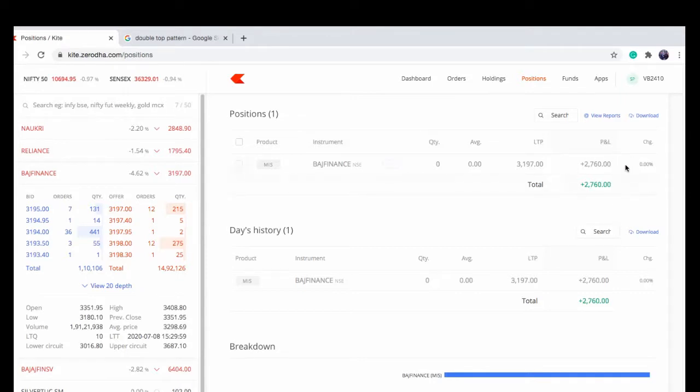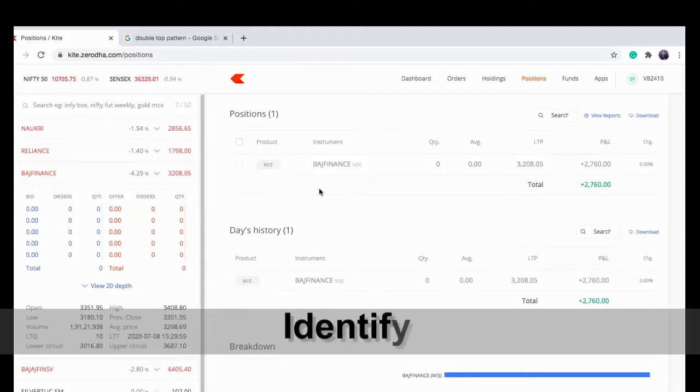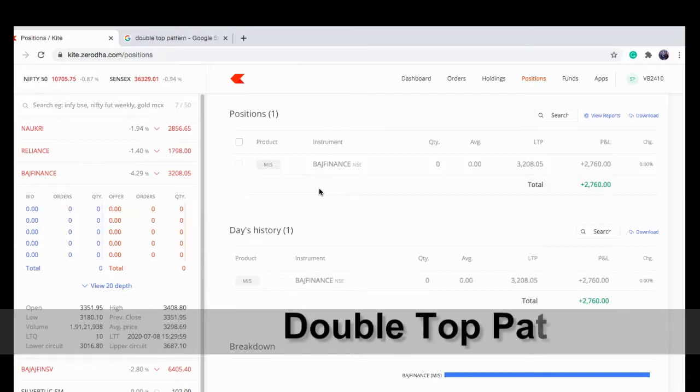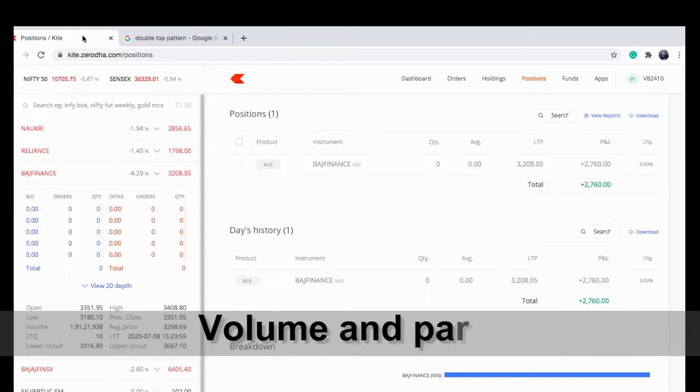Approximately 2,760 just on the lot size of 30, and we are going to trade in the Bajaj Finance equity market today. In this trading setup, today we will be learning how to identify the trend, the double top pattern supported by the technical indicators like volume and PSAR.